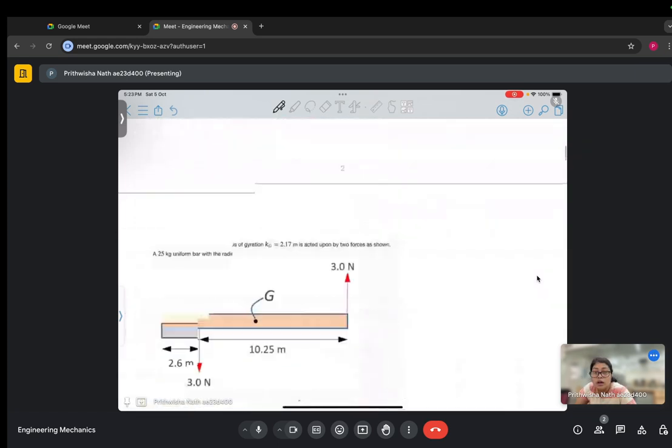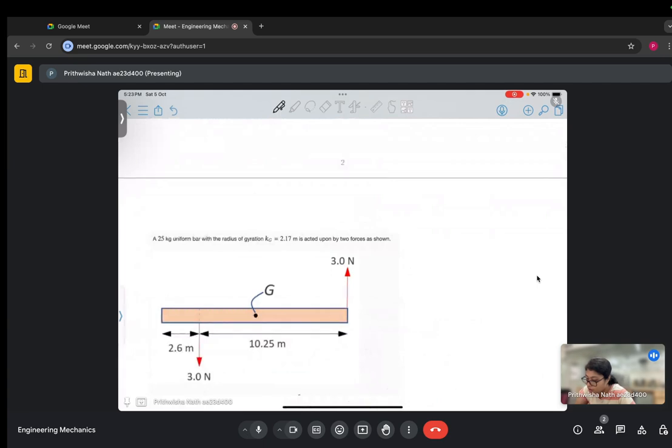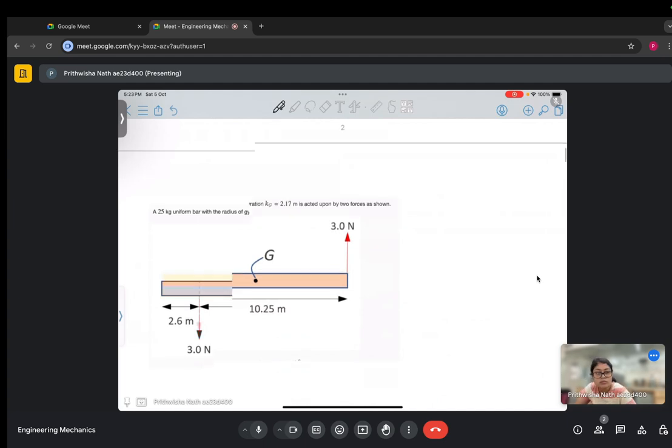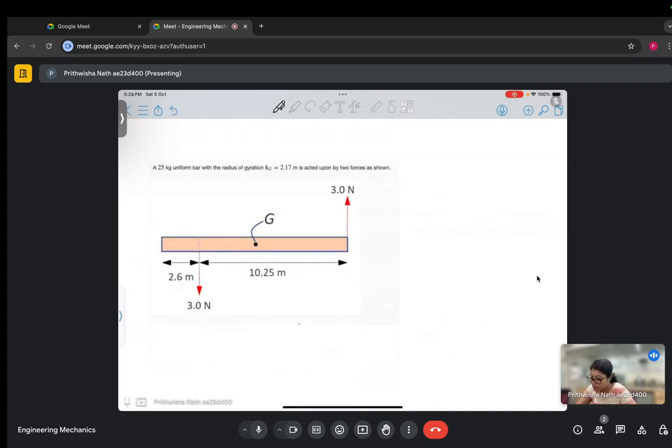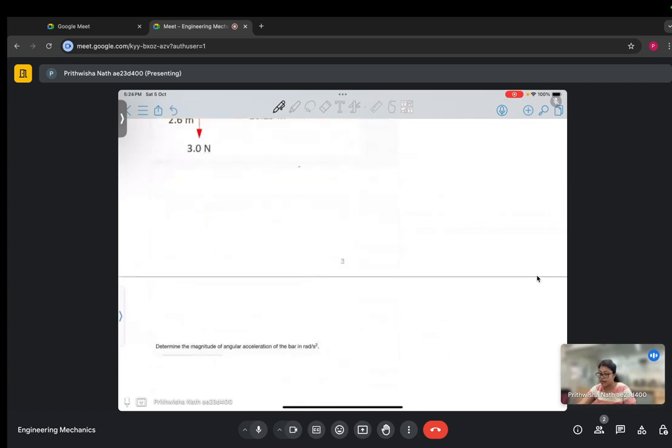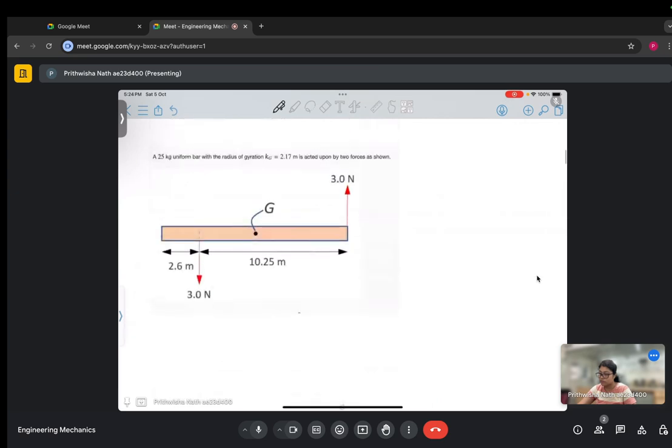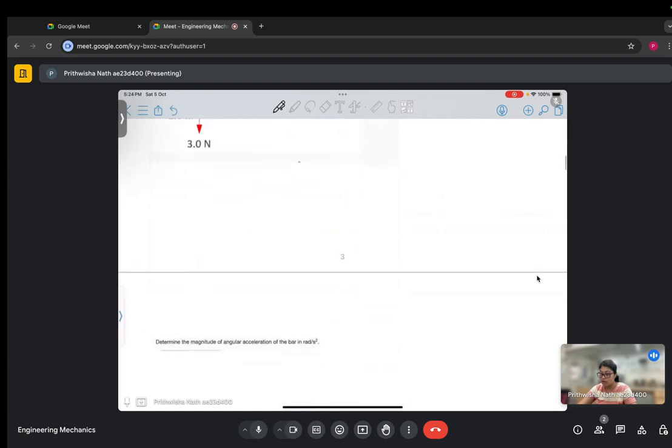Next question. A 25 kg uniform bar with radius of gyration kg equal to 2.17 meter is acted upon by two forces as shown. You need to find out the magnitude of angular acceleration of the bar in radian per second square. So the mass of the uniform bar is 25 kg and kg is 2.17 meter. These are the two forces which are acting on the bar, which are 3 Newton each, and you need to find out the angular acceleration of the bar.